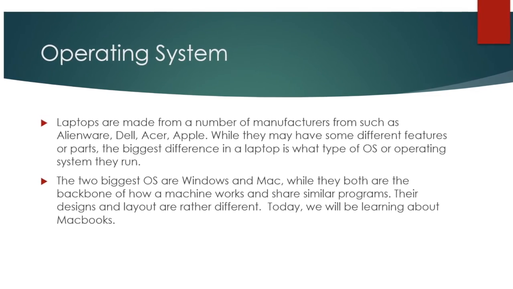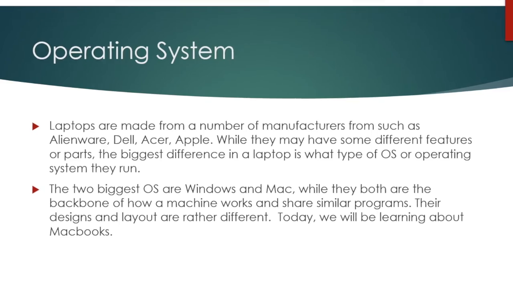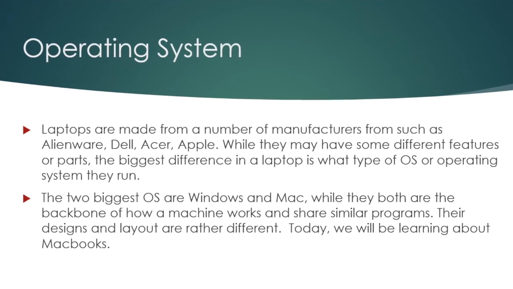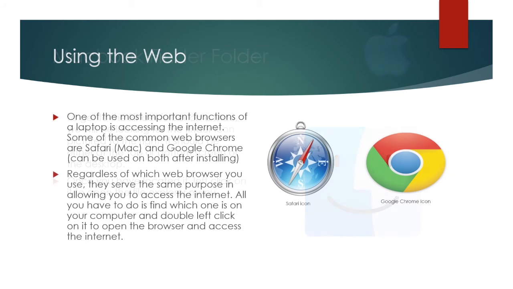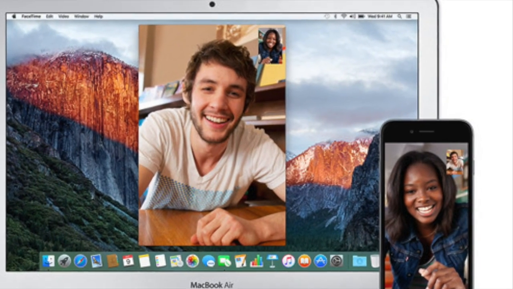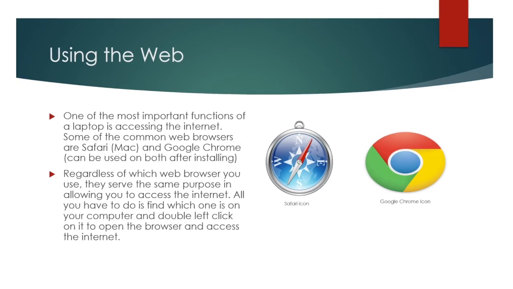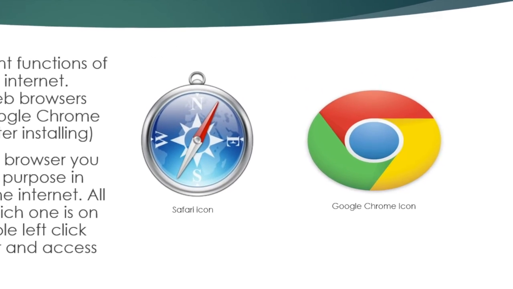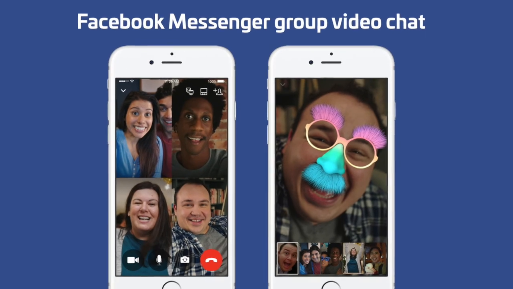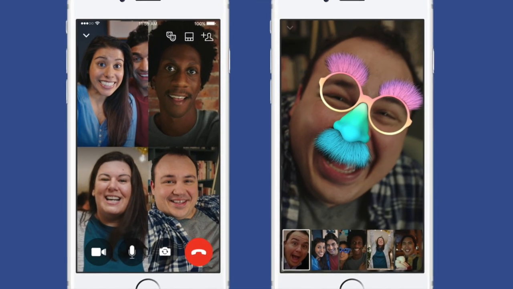While they both are the backbone of how a machine works and share similar programs, their designs and layout are rather different. Today we'll be learning about MacBooks. One of the most important functions of a laptop is accessing the internet. By default, Macs come with Safari. You can FaceTime on your MacBook, but you may also want to install Google Chrome. Google Chrome is necessary for those who want to video chat using Facebook Messenger.